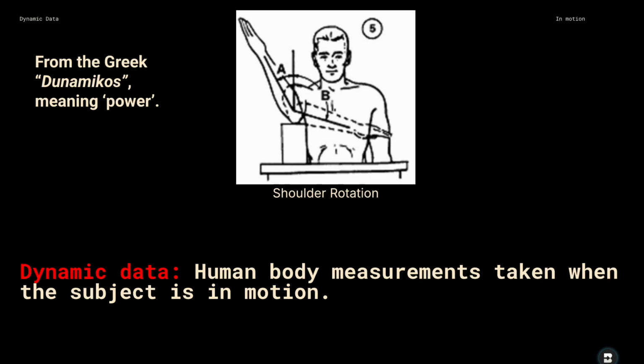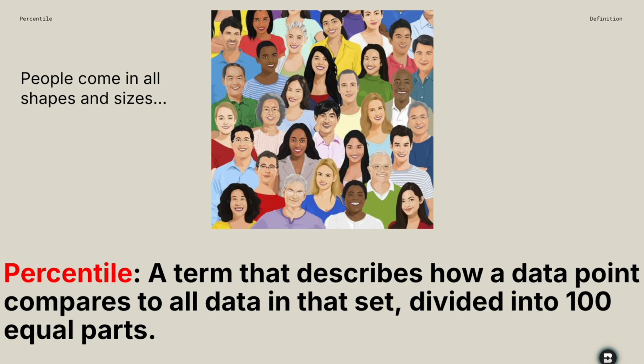The other type of data that we would be recording is something called dynamic data, and this is from the Greek dynamikos, meaning power. Dynamic data is human body measurements taken when the subject is in motion. And you can see in this example, we're looking at a shoulder rotation. So the shoulder of this individual would be rotating from the A point to the B point, and that would be dynamic data. When we have this data, we need to understand that people come in all shapes and sizes.